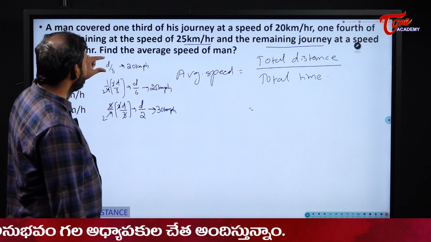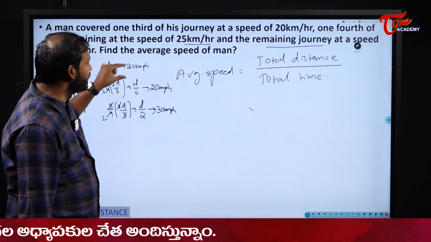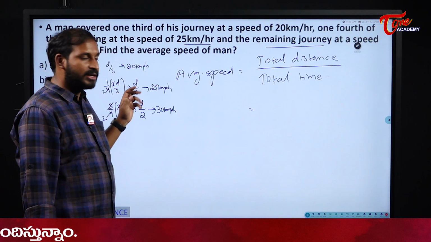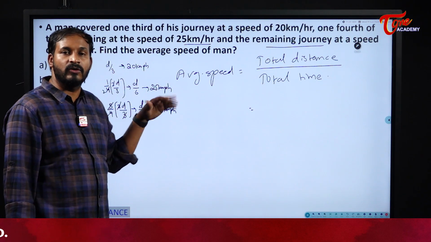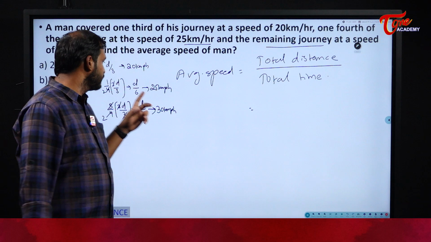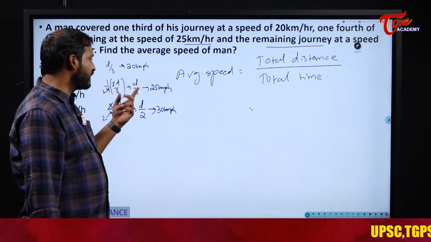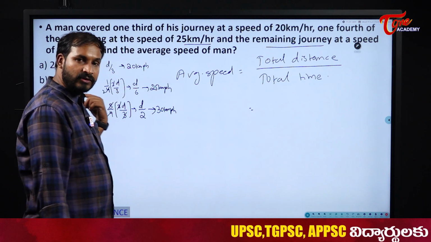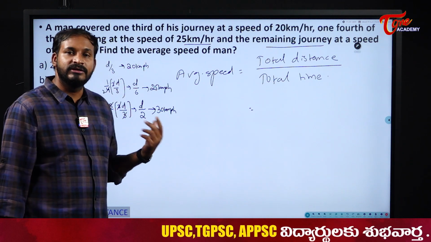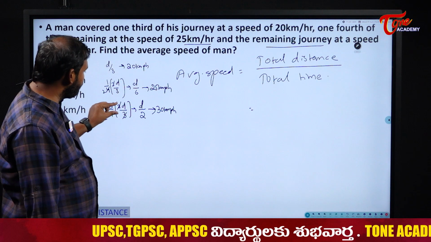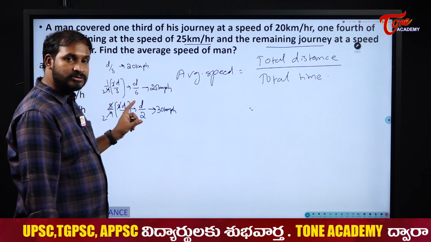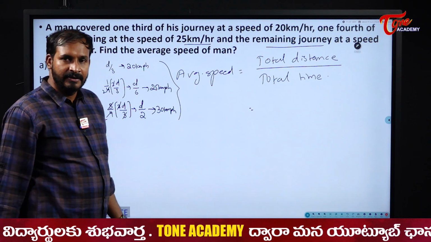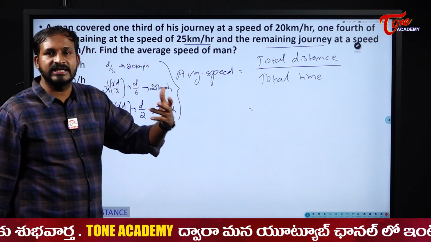Now, please observe here, d by 3 distance at 20 kmph and 1/4 of the remaining. 1/4 of the remaining means what? Remaining, 1/3 is finished, means how much is remaining? 2/3. So, 1/4 of the 2/3 becomes d by 6. And of the remaining, 1/4 is finished. So, how much more will we have? 3/4. That is the reason I have written here 3 by 4 into 2d by 3. So, d by 2. This is very, very important students. And anyway, the remaining is just a substitution if you are able to get this one.